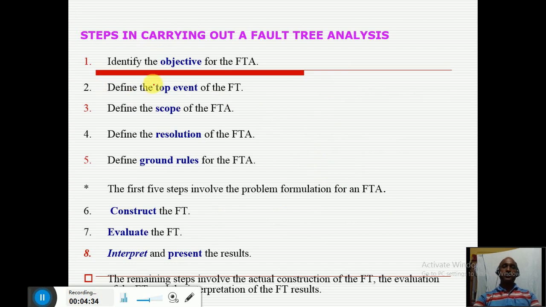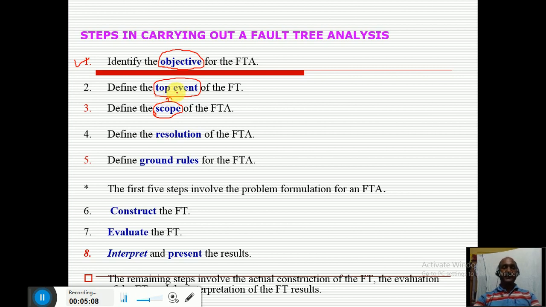What steps are you going to carry out in this FTA, or fault tree analysis? Identify the objective, that is the failure of a lathe machine, which is your top event. Then define the scope of FTA. Now what is the scope? Scope means on which factors this particular top event is based, or you can say we have to identify the various failures, why this has happened.